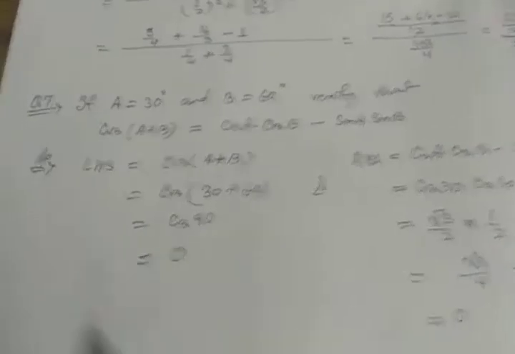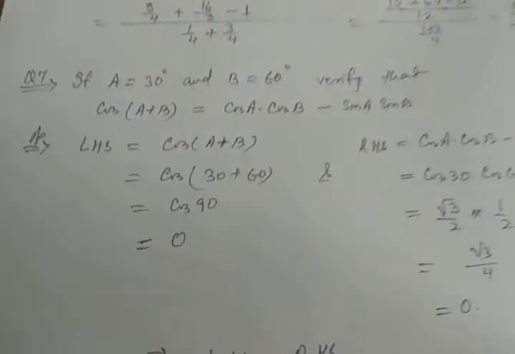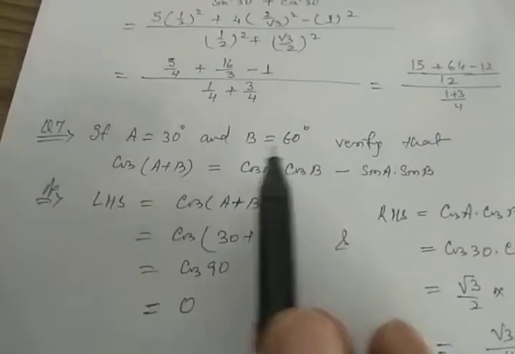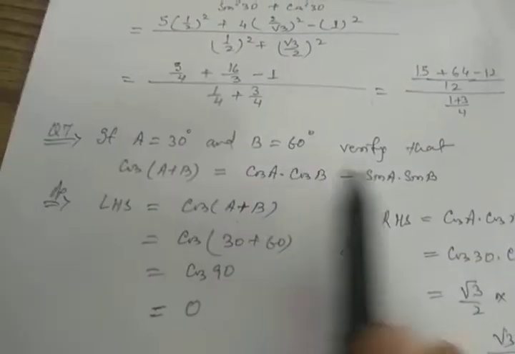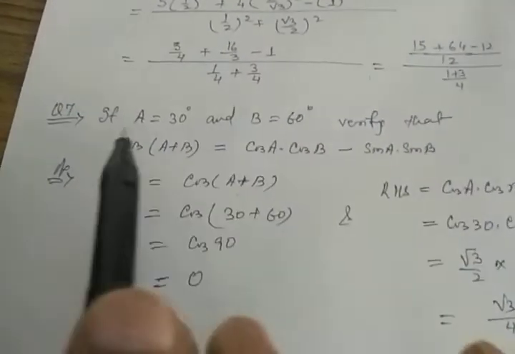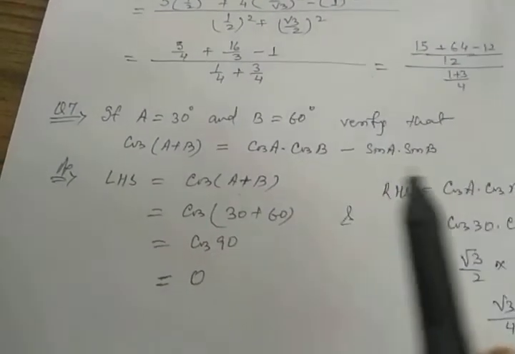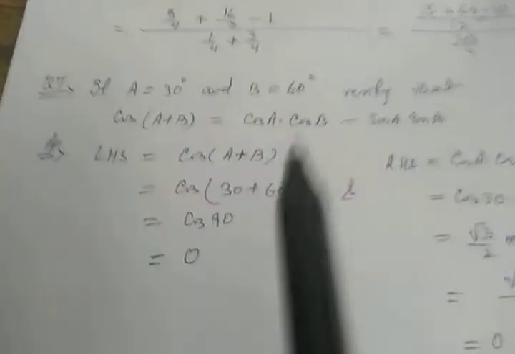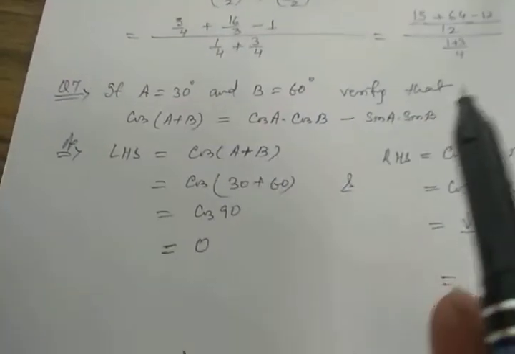Now another type of problem should be like this. See, on the basis of trigonometrical values, the question says that if A is equal to 30 and B is equal to 60, verify this relation. Actually, this is an identity. This is your trigonometrical identity you will learn in class 11. And here we have to simply verify using these values.